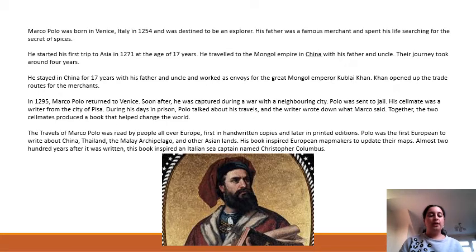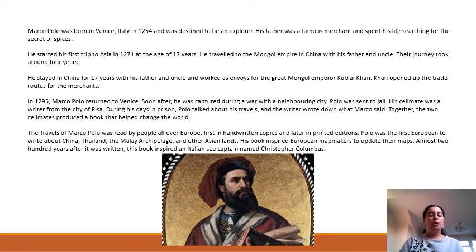So in 1295, Marco Polo returned to Venice. Soon after, he was captured during a war with a neighbouring city. Polo was sent to jail. His cellmate was the writer from the city of Pisa. During his days in prison, Polo talked about his travels, and the writer wrote down what Marco said. Together, the two cellmates produced a book that helped change the world. Marco Polo would tell stories to his cellmate, and his cellmate would then write them into a book.